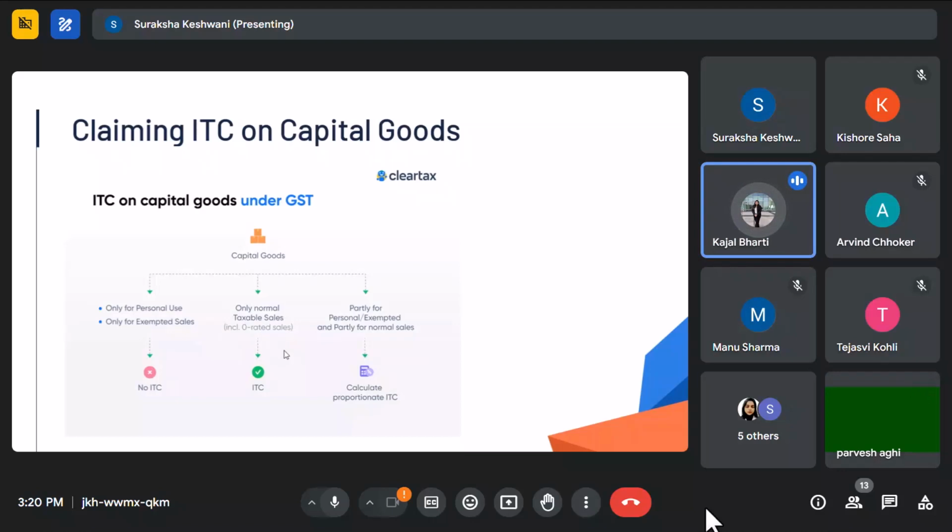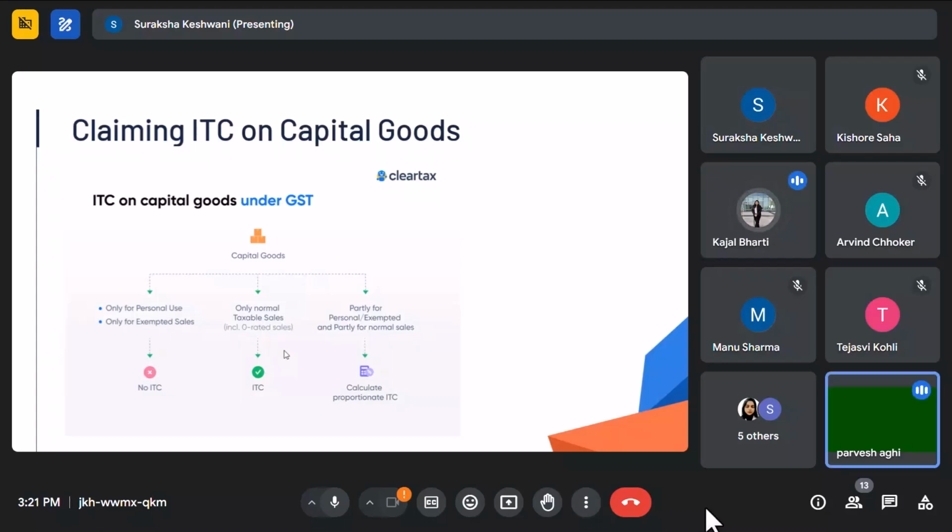Second is only normal taxable sales. Under normal taxable sales, the input tax credit is available. Third is partly for personal or exempted use and partly for normal sales. In that case, when a good is purchased which is used partly for personal use and partly for business use, only the proportionate amount of ITC is available to claim as the input tax credit.